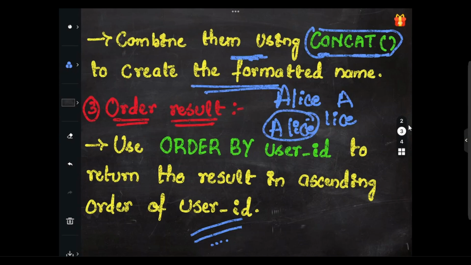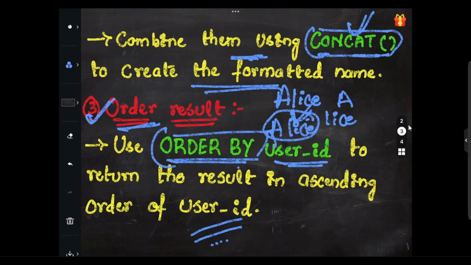So let's move on with the third step here. Sorry, order. So we will order by user ID. We have already discussed this one, that we have to sort this one based on the user ID. It means we will be sorting that one in ascending order based on the user ID, right? For that, we'll be making use of the keyword order by, based on the user ID.